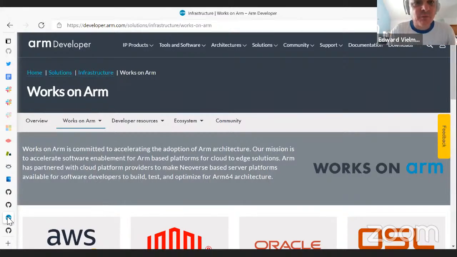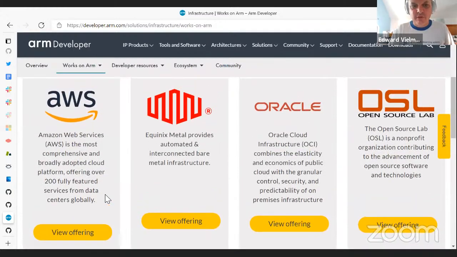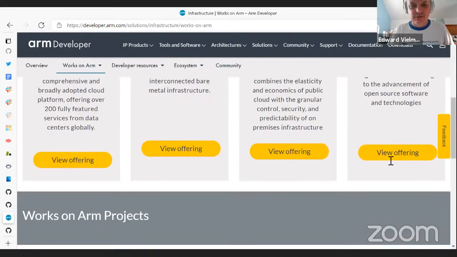The site I'm showing right now is worksonarm.com, which is now a part of the developer.arm.com website. The program has expanded since we started to have offerings from AWS, which is their Graviton, Equinix Metal, which is the icon here, Oracle Cloud, which is using Ampere Ultra instances for their free tier, and the Open Source Lab, which is hosted, I believe, still at Oregon State University, which has a cluster of equipment there.